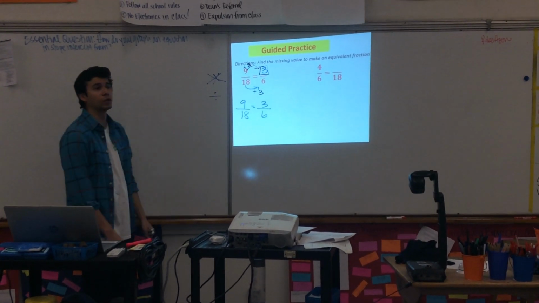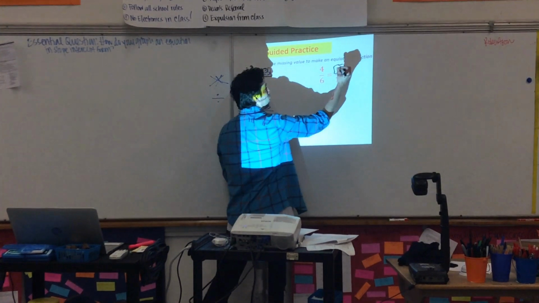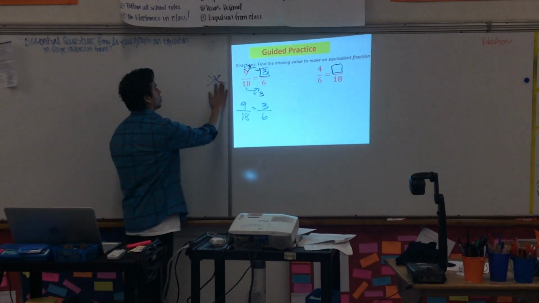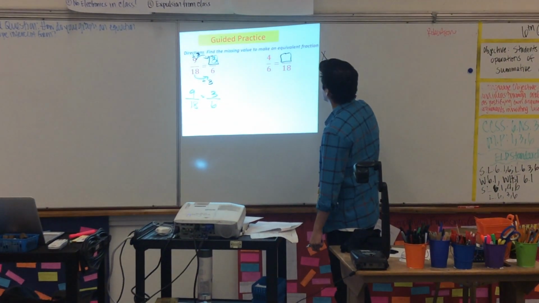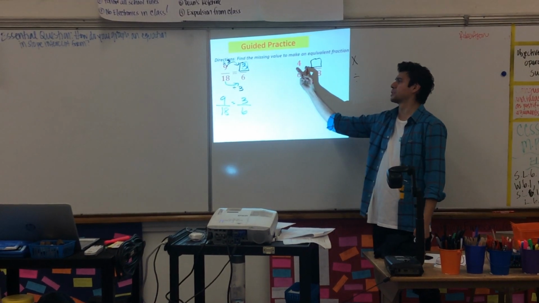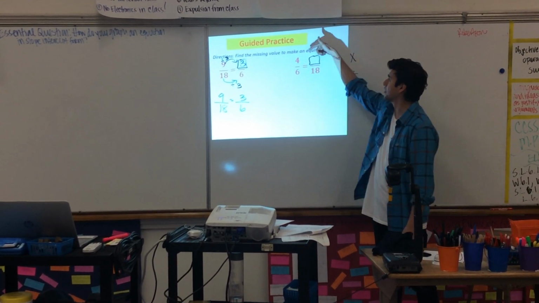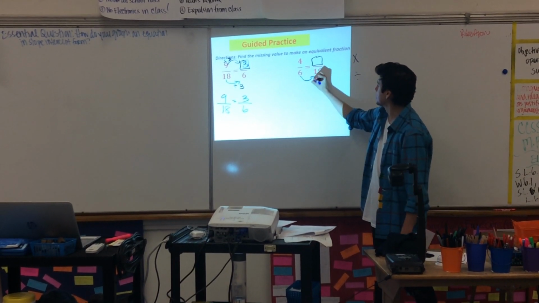Copy that one. 4/6 is equal to a missing number over 18. So we have two operations for equivalent fractions. We can either multiply or we could divide. If you look at this, is that going to help us with the top part? No, because this was a missing. But we could use this. First, think about multiplication.